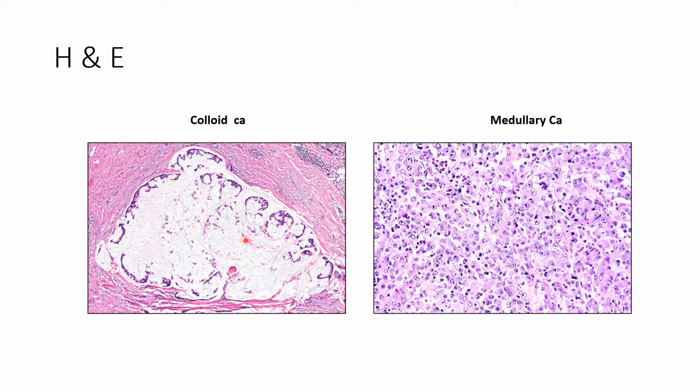This is the H&E appearance, microscopically, of colloid carcinoma. It has a large pool of mucin and scanty malignant cells, glandular structures of pancreatic ductal epithelial cells. And on the other hand, in medullary carcinoma, we have sheets of ductal malignant cells. It is called a syncytial appearance.